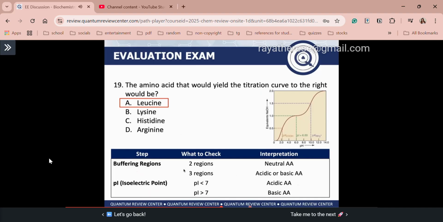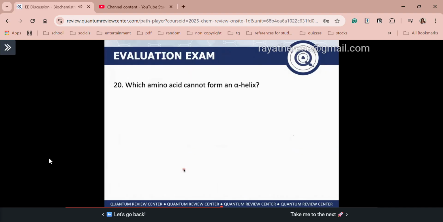So let's proceed with our item number 20. Which amino acid cannot form an alpha helix? I still remember that, sir. It's two: either glycine and proline, right? So we discussed that. In our succeeding slide, I will again discuss these two amino acids and the reason why they cannot form an alpha helix.